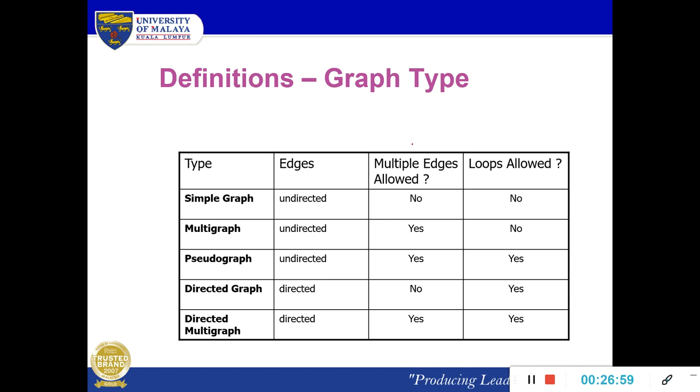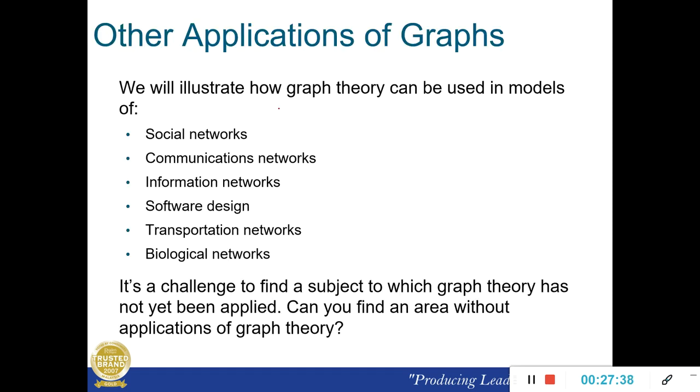So this is the summary of the graph types. Simple graph: multiple edges, no; loops, no. Pseudograph, for both undirected and directed, has multiple edges and loops. In directed graphs, there is the simple directed graph and the directed multigraph. So we will show how graph theory can be used. This is the other applications.